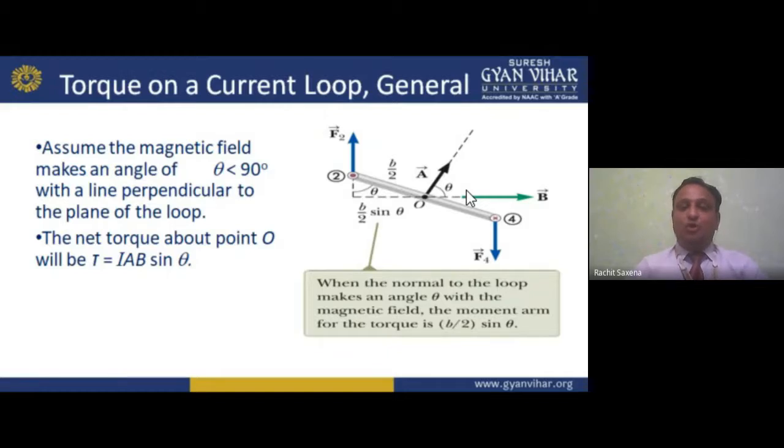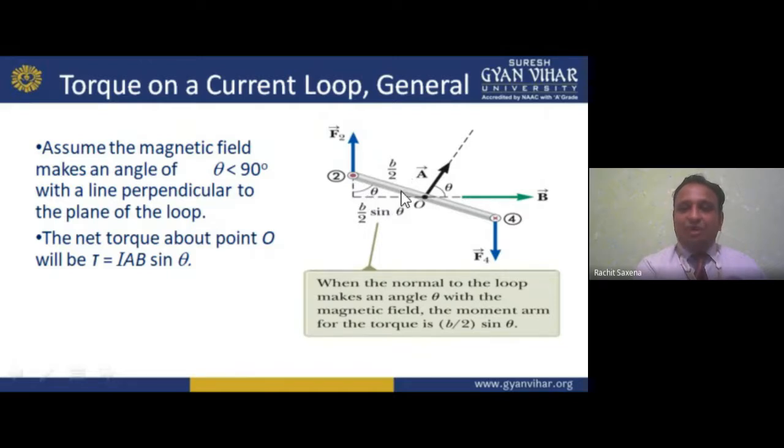Now, torque on a current loop in a general way. Assume the magnetic field makes an angle theta, less than 90 degrees, with a line perpendicular to the plane of the loop. Here like this F2. Now, the plane of loop. The net torque about point O will be IAB sin theta. Previously we identified that IAB is the value of torque. But if there is an angle, it is not in the plane anymore. Now they are making some angle theta.